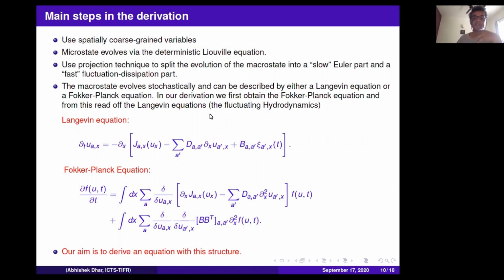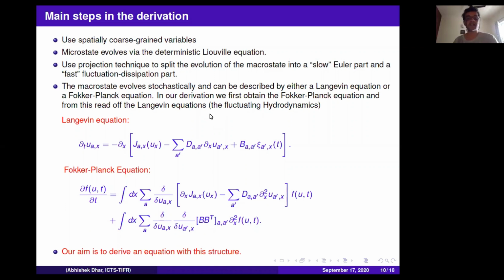Now, corresponding to a Langevin equation, one can always write a Fokker-Planck equation. In this microscopic derivation, it's useful to first get the Fokker-Planck equation. And once you have the Fokker-Planck equation, you can read off the Langevin equation. So this is the strategy.